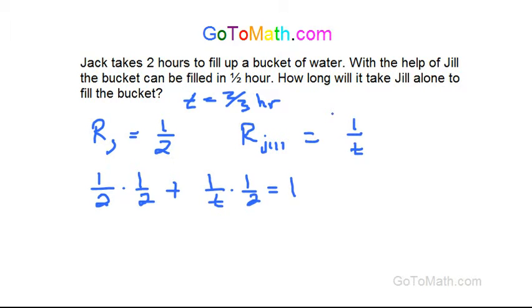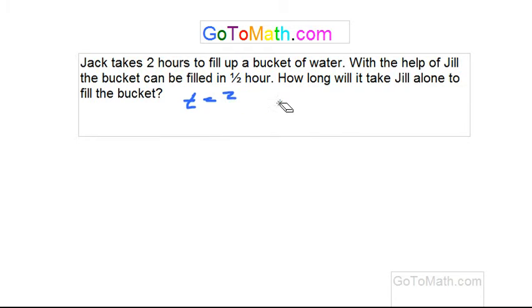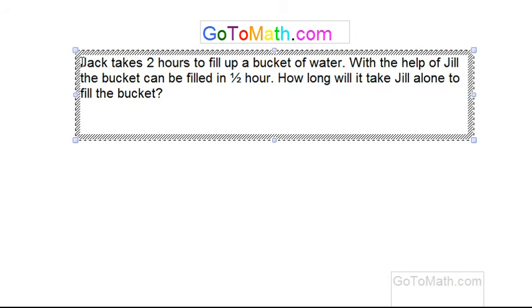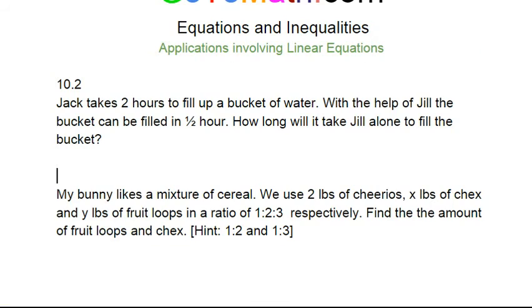Okay. So let's quickly move to the next problem. So this is 10.2. You should be able to work this stuff out, hopefully. All right. You should be able to work these problems out. All right. Let's go over here.